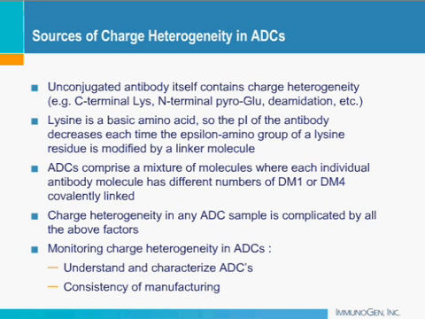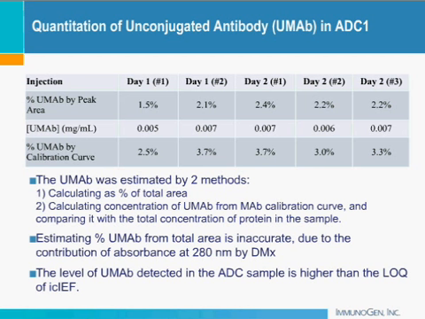The first one was just by a function of total peak area, and the second one was actually using the calibration curve as I talked about in the previous slide. And it was found out that calculating the percent UMAB as just a function of total area is inaccurate, and that is because of the contribution of the absorbance at 280 nanometers by DMX molecules.